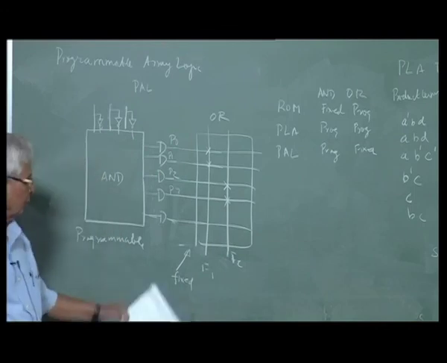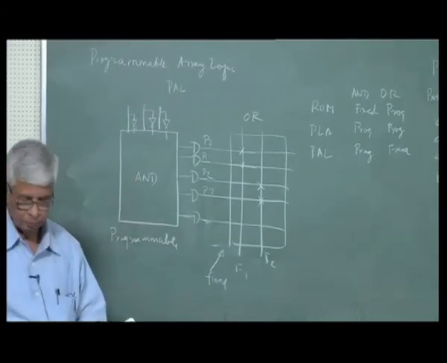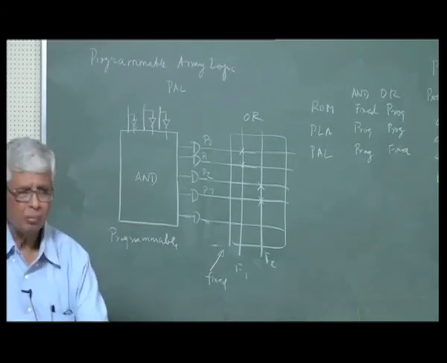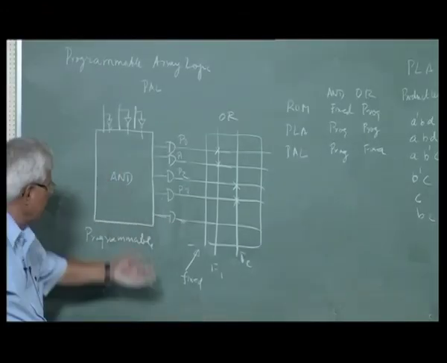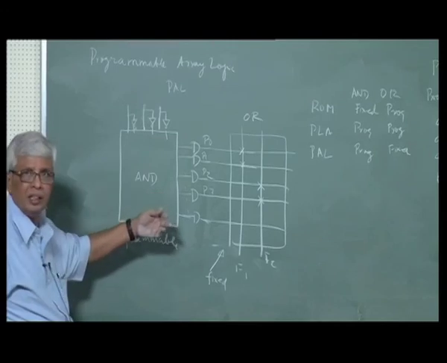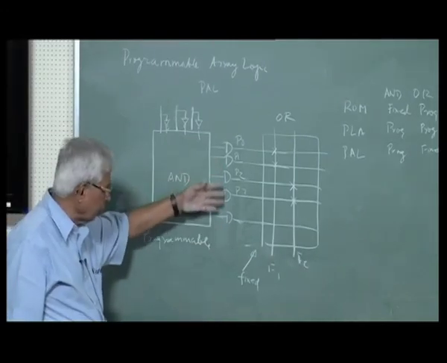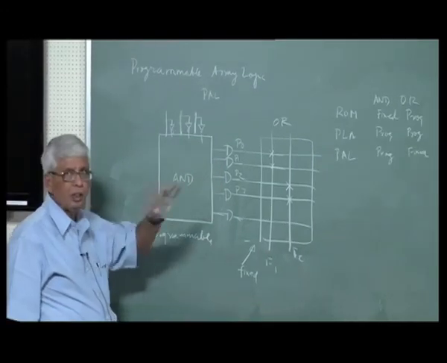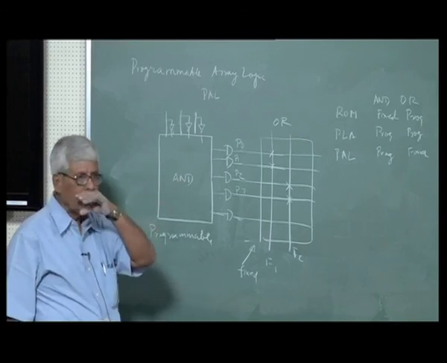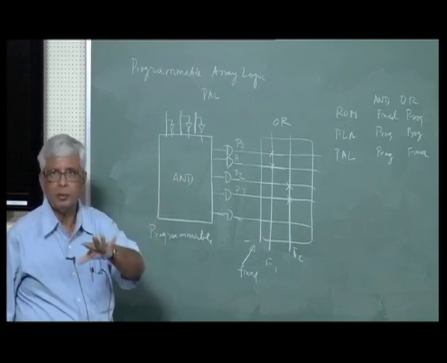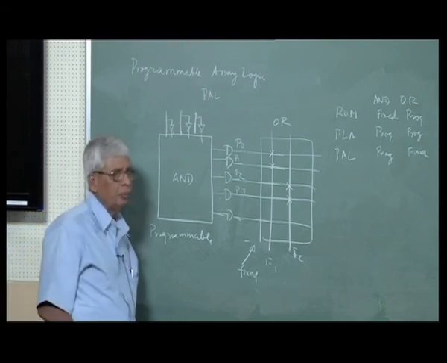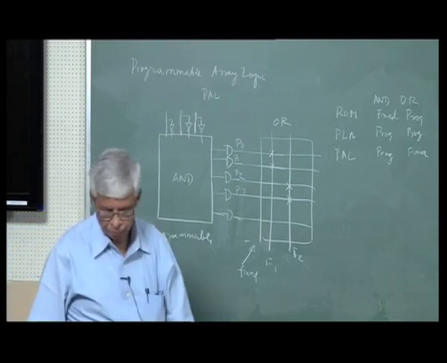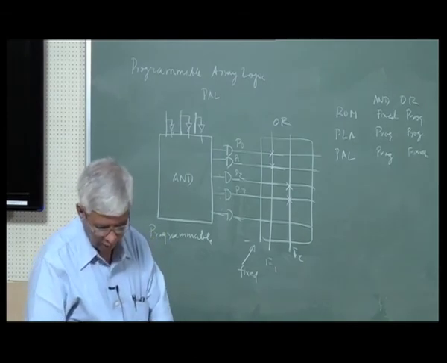So how will you use this? We will have a simple example. It's the same: again I have to write the Karnaugh map, simplify it, get the product terms, but then we have to keep in mind that only a few product terms are available for each output. That is where the problem is.